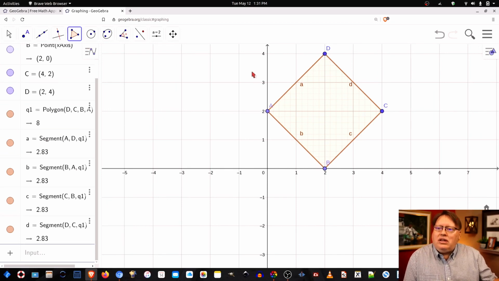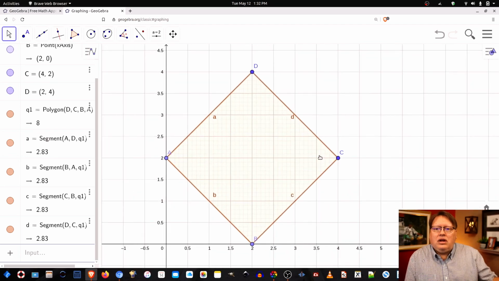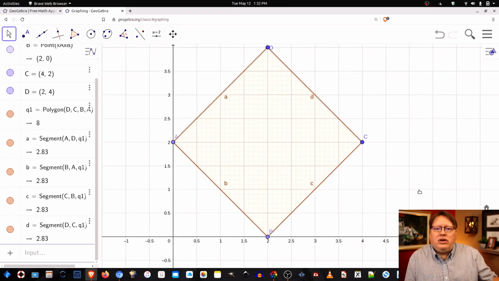And when we look at this, I'm first going to check all my side measures, and before I do that, I'm going to zoom in on this a little bit. Okay, so there we go. There's our figure.